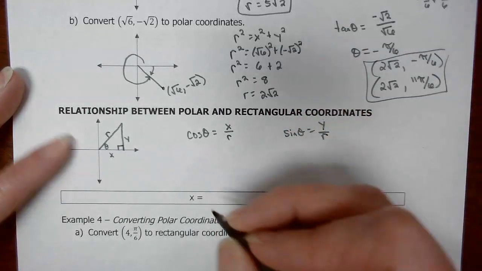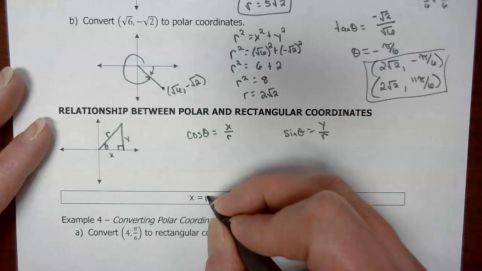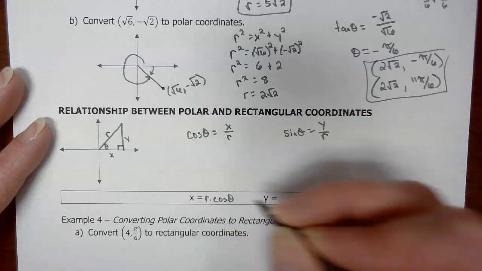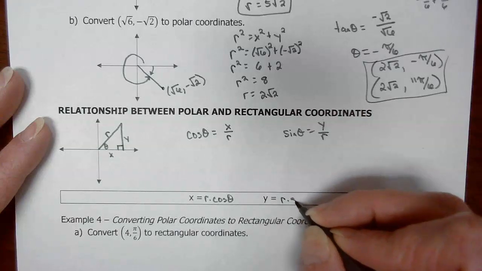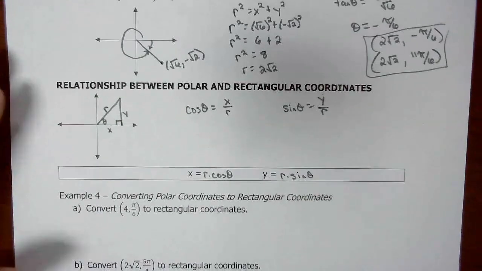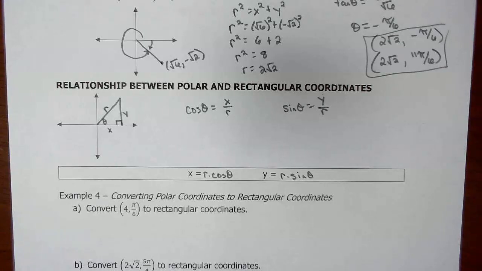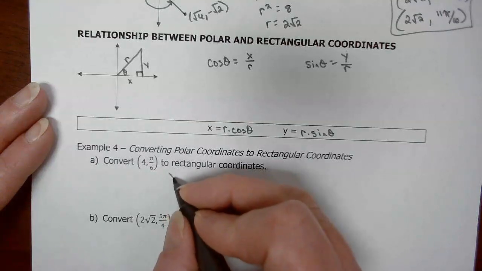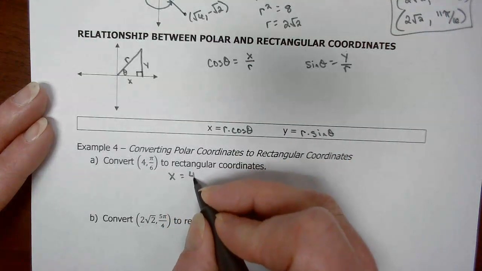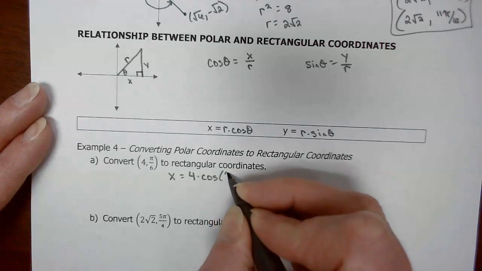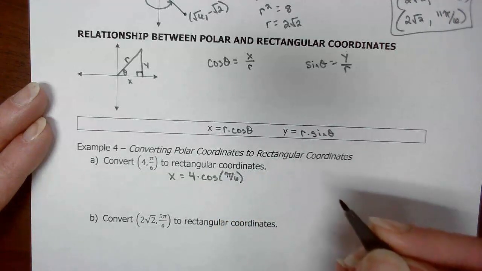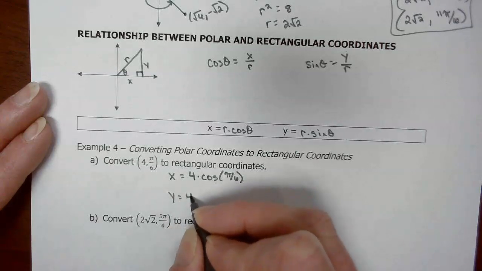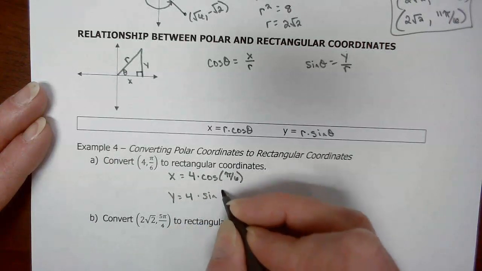If I solve for x, I get that x equals r times the cosine of theta, and y equals r times the sine of theta. Now, on the unit circle, we just said that x was cosine. Well, that's because the radius was 1. Here, we don't always have a radius of 1. So, to find the x value, we take r times cosine of the angle, and to find the y value, it's r times sine of the angle.